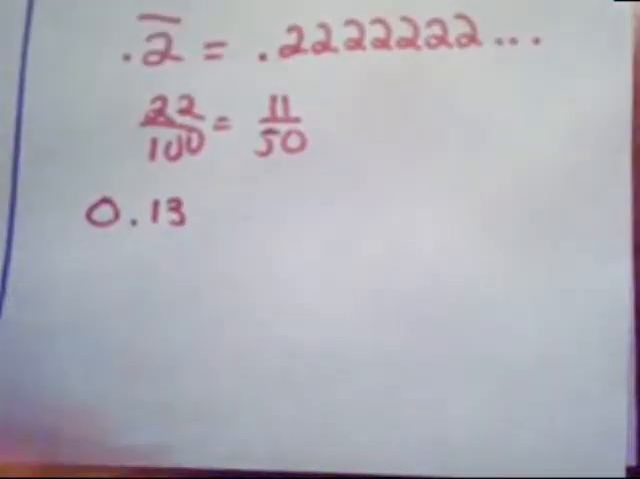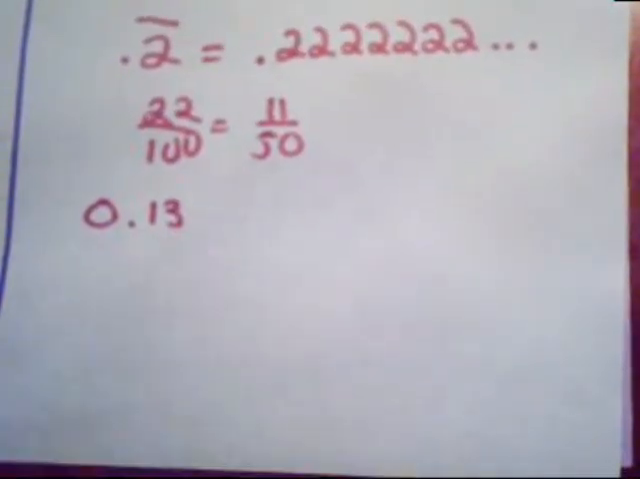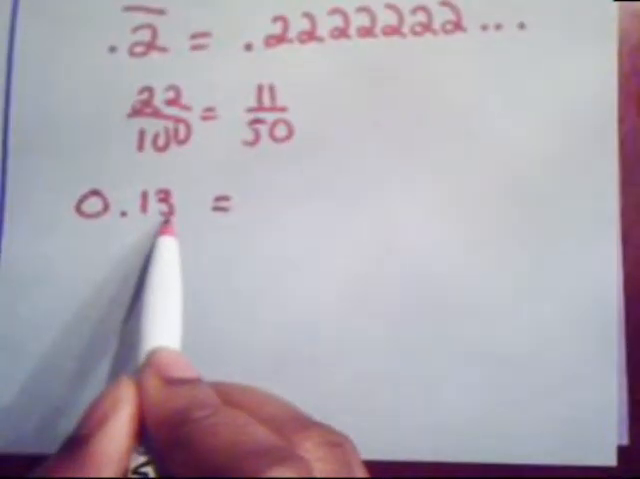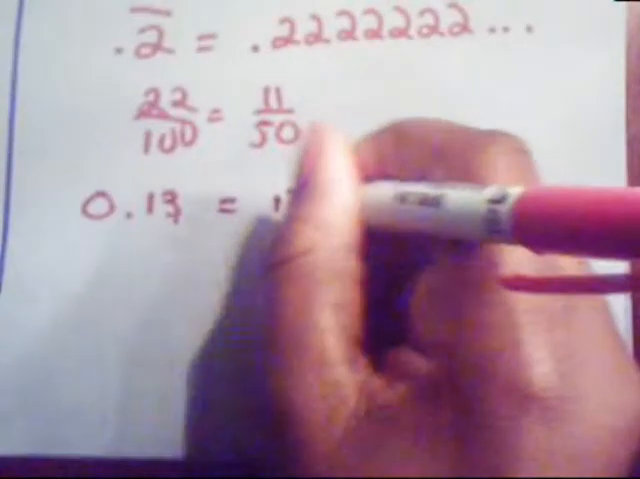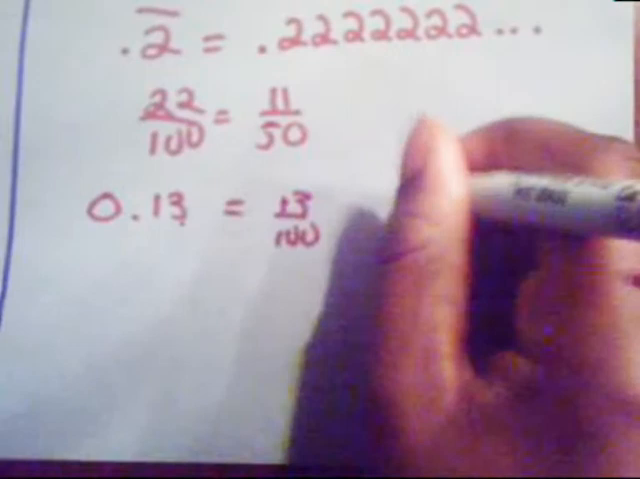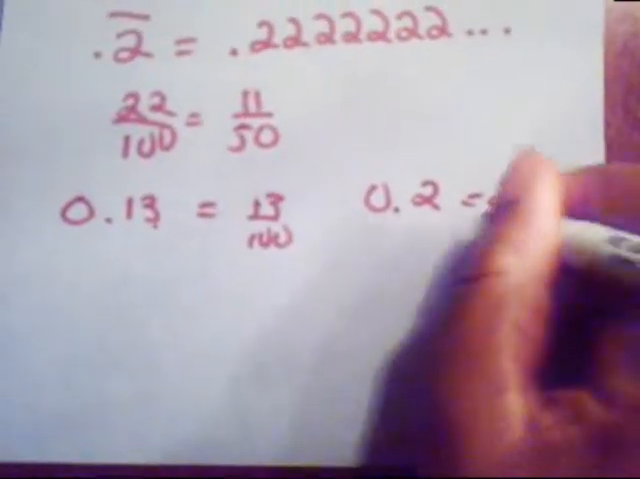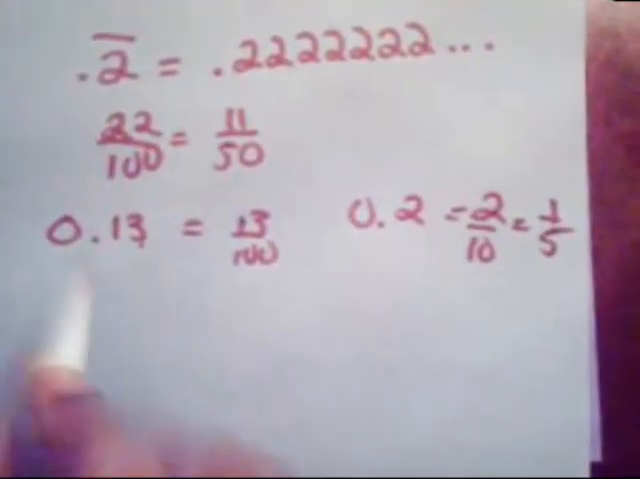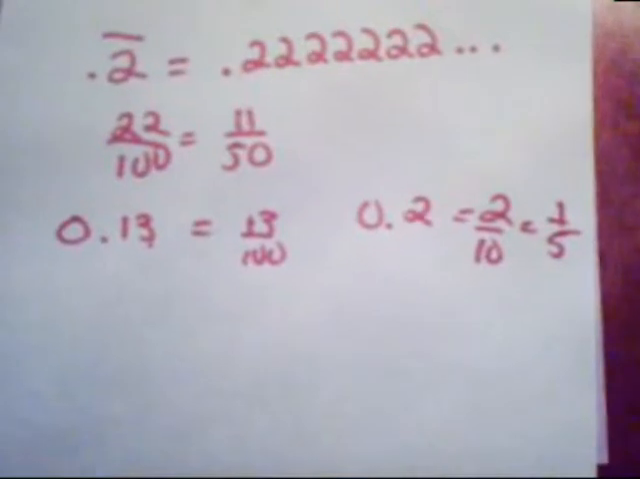If you have a decimal like 0.13, see, the decimal stops. That's what terminating means. It stops by itself. So I know exactly how to write this as a fraction. This decimal stops in the hundredths place, so it will be 13 over 100. This decimal stops in the tenths place, so it will be 2 over 10, or 1/5. So all terminating decimals are rational.